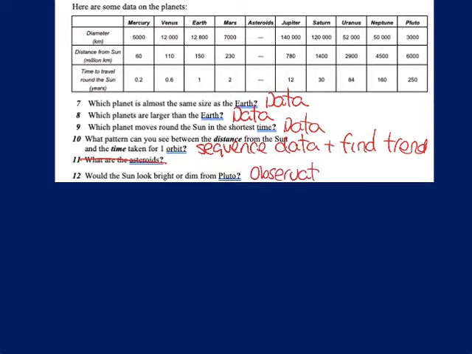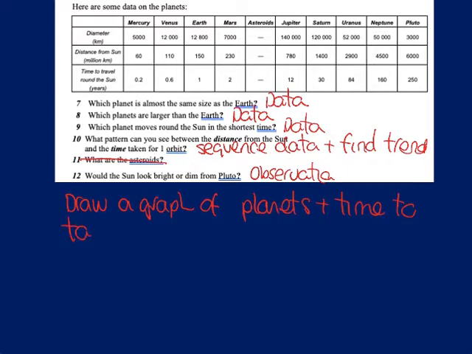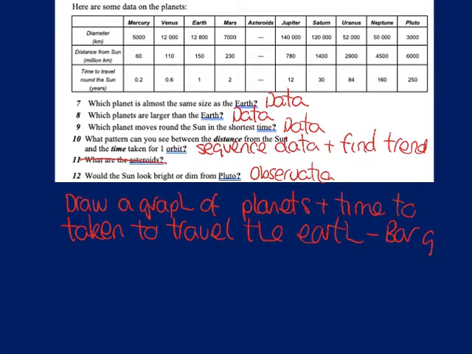There was no graph drawing, I don't think, in this one. Is there not? No, there isn't. So I'm going to ask you to draw a graph for me of the planets and the time taken to travel around the Sun. Now you're going to do it on graph paper, or you're going to line your own paper. And again, we have names, which are words, and numbers, so that has to be a bar graph. So give that a go and see how you get on.